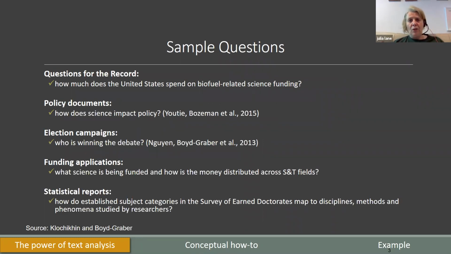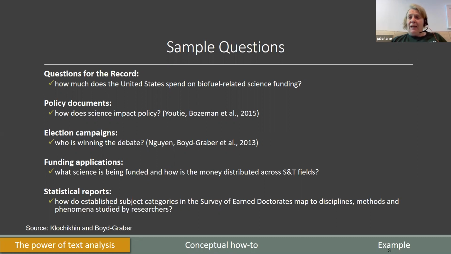There's lots of questions that we have to face when we're dealing with policy. I'm obviously going to use science policy in this area because that's what the book is about, and most of the information is open source, so it's much easier to use these examples. Many of you will be familiar with the questions for the record. How much does the United States spend on biofuel-related science funding? Or as we'll see, how much do we spend on research in food safety?